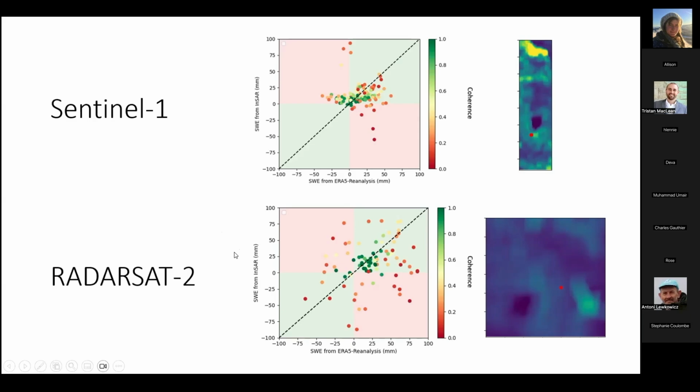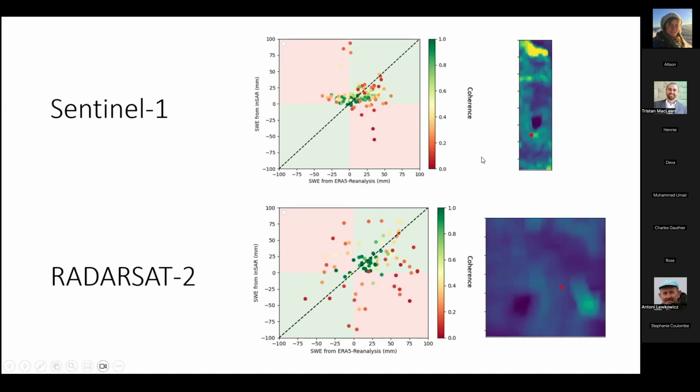And then the color scheme here in the scatter plots is dark green would be high coherence, so good quality InSAR images, and then the red is low coherence, where the interferogram is exceptionally noisy at that point. So it's good to see that in higher coherent areas, the estimation technique is much more accurate compared to the ERA5 reanalysis data.